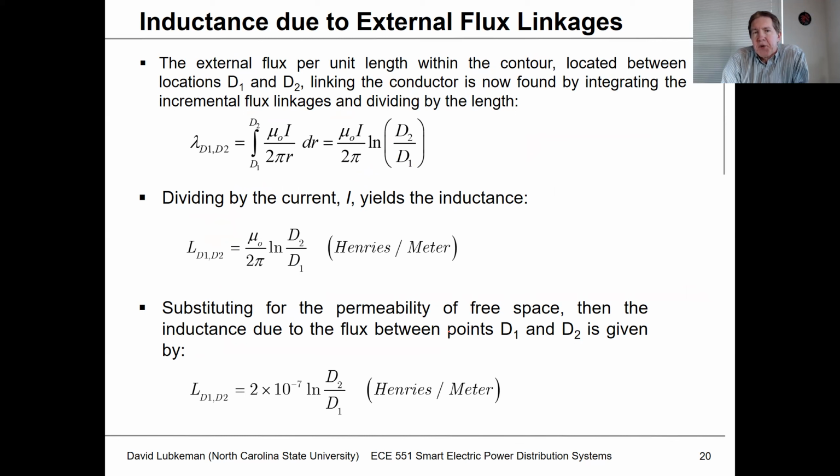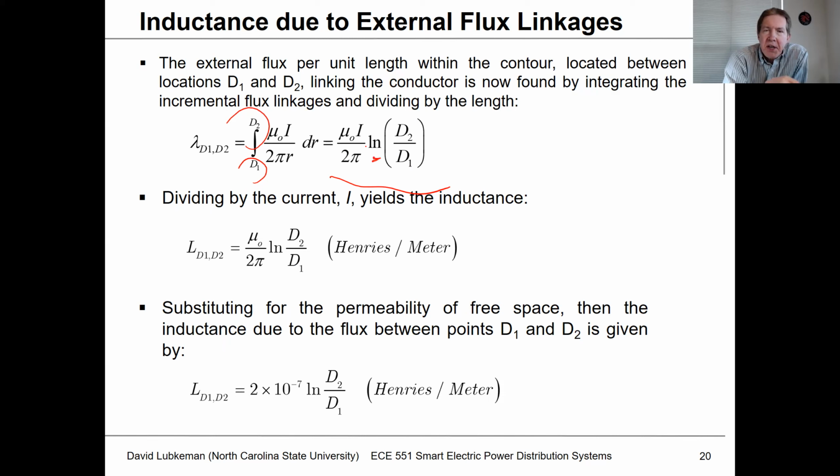There's also flux flowing externally to the conductor. And so when we talk about the net flux linkages, which is lambda, we can actually get that on a contour between D1 and D2. If we integrate this expression for the magnetic field intensity, what we find in this case is that the flux linkage between D1 and D2 is going to be mu naught times I divided by 2 pi times the natural log of D2 over D1.